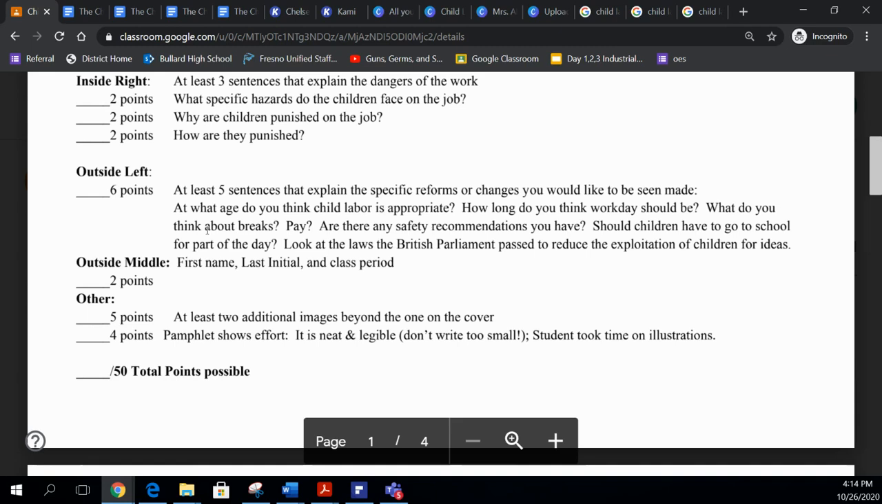And also look at the documents I provided you, look at some of the laws that the British Parliament passed to reduce the exploitation of children, for ideas. So look at those laws that they passed and decide what you think you should be pushing for. So that's the outside left.